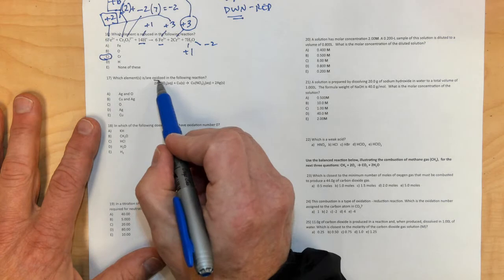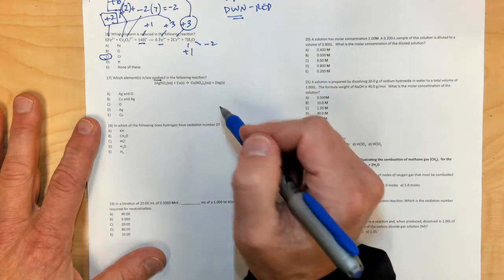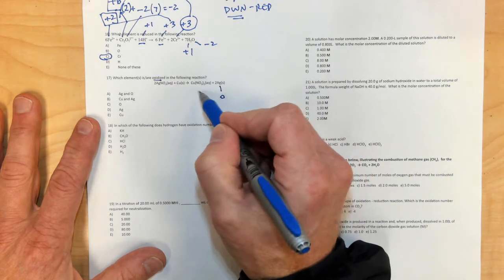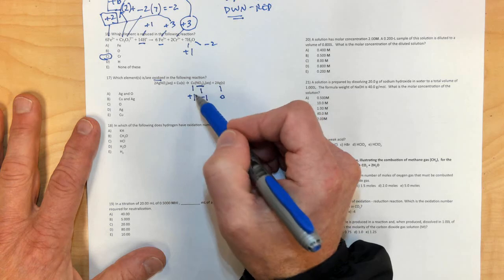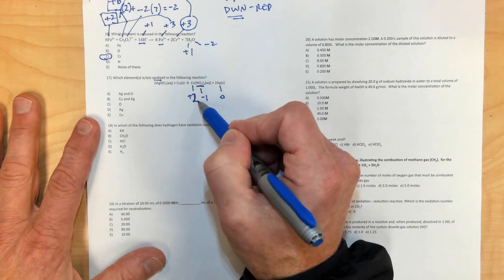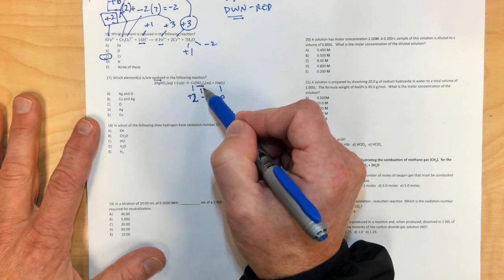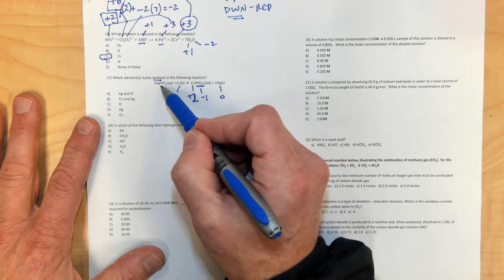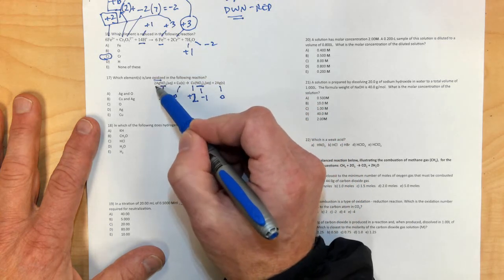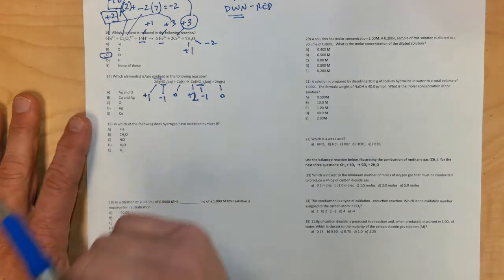Which element is oxidized in the following reaction? Assigning oxidation numbers once again. Silver is 0. Copper is positive 1. The nitrate species here would be -1. I apologize. The copper would be positive 2 right here because there's 2 of these -1 nitrates. Copper over here is 0. Nitrate over here, this species is -1, and silver would have to match it with a +1 charge.